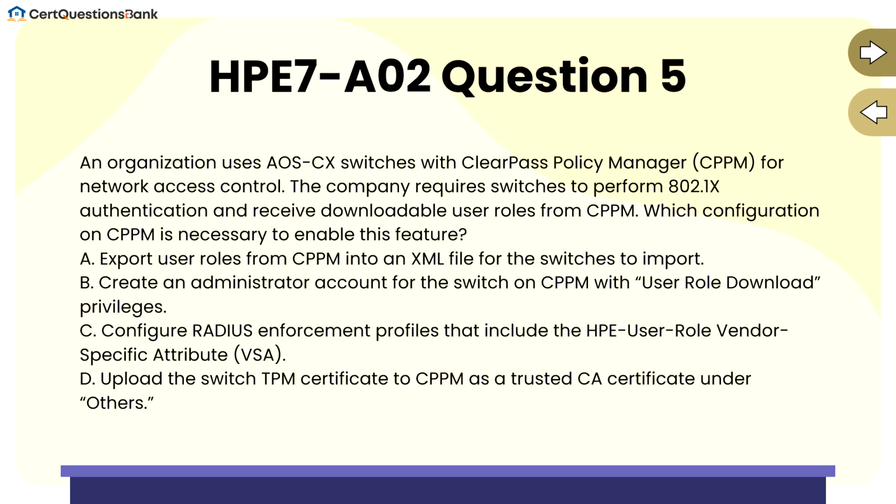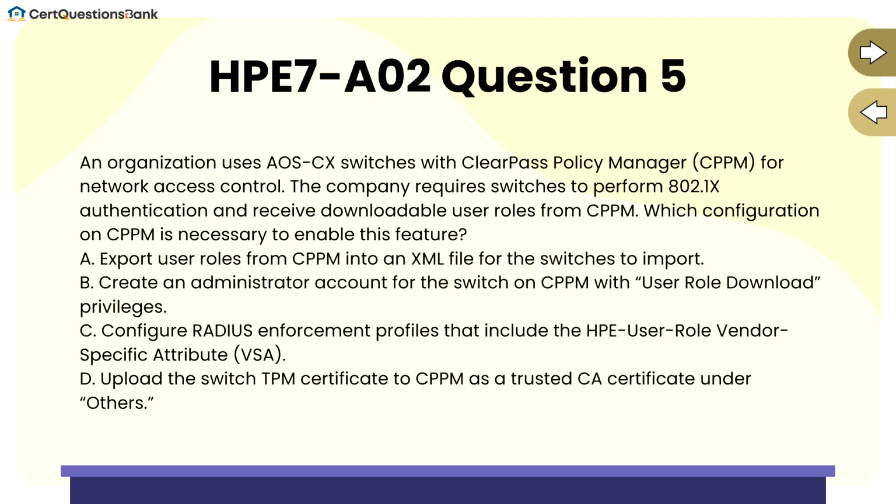An organization uses AOS-CX switches with ClearPass Policy Manager, CPPM, for network access control. The company requires switches to perform 802.1X authentication and receive downloadable user roles from CPPM. Which configuration on CPPM is necessary to enable this feature?